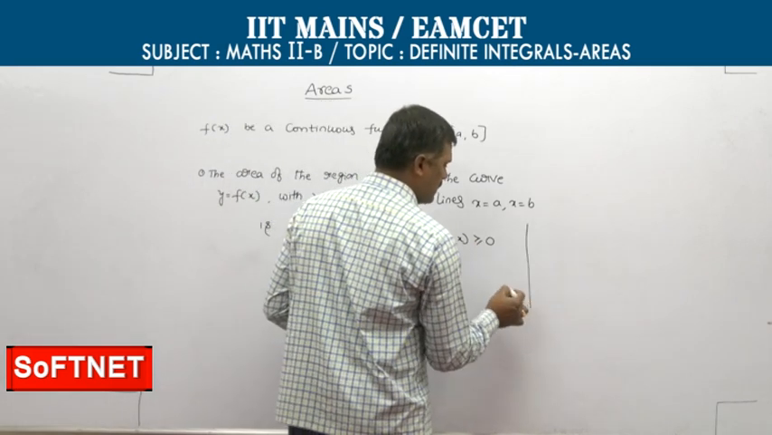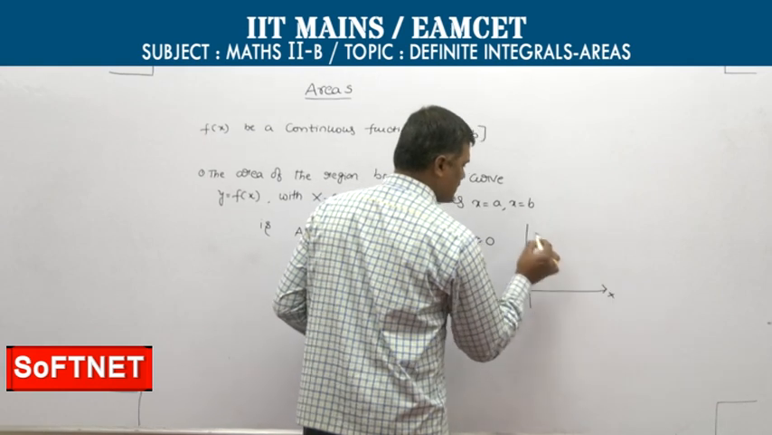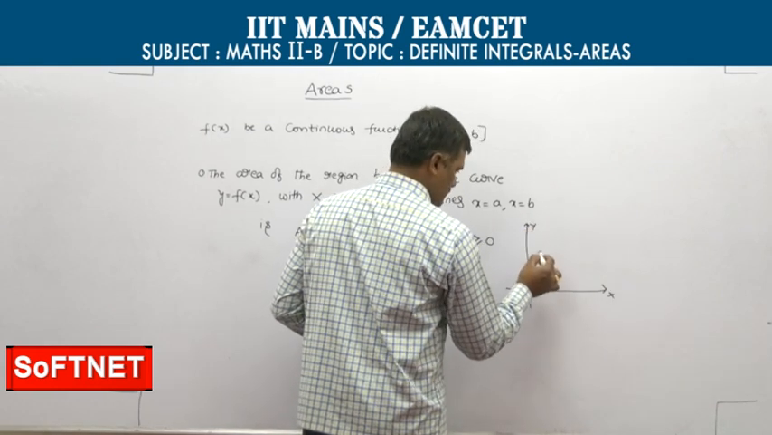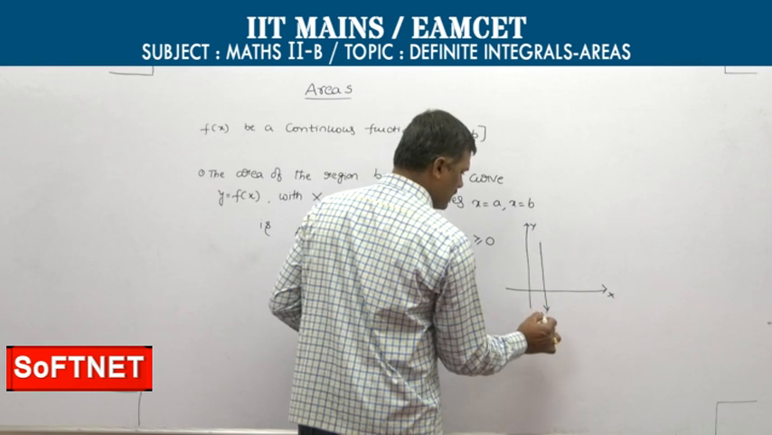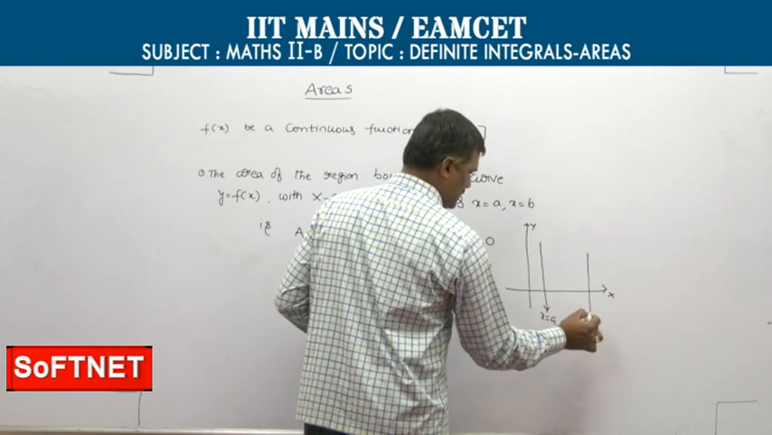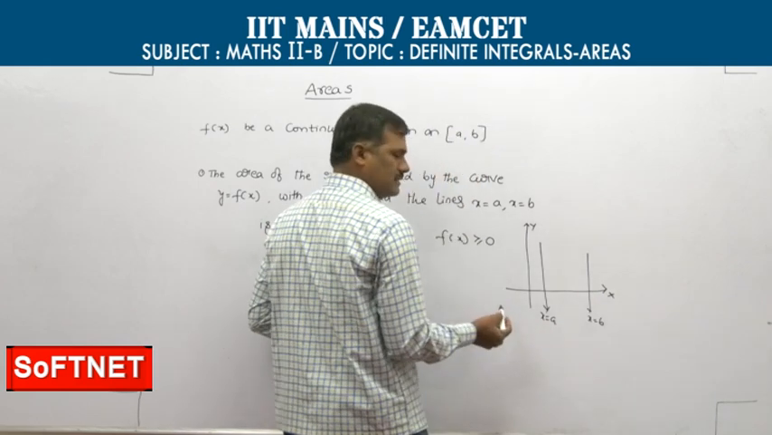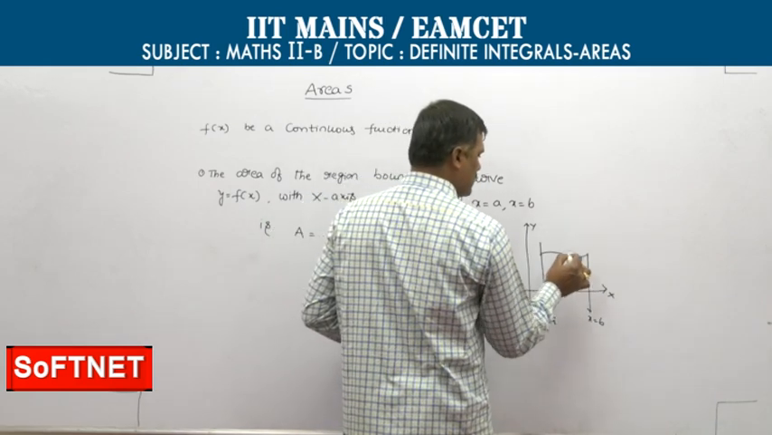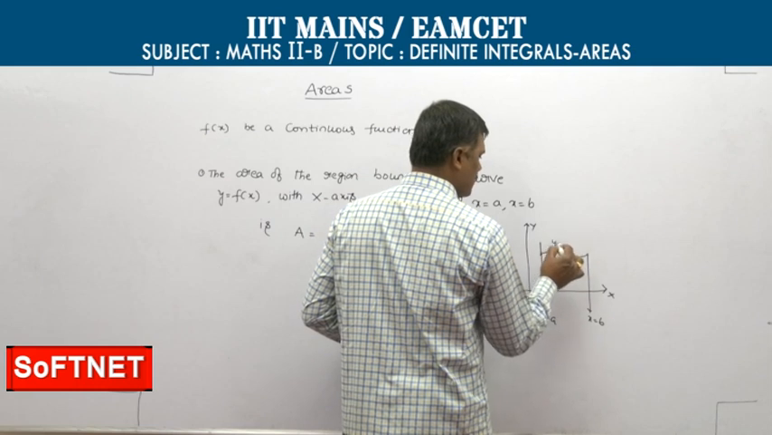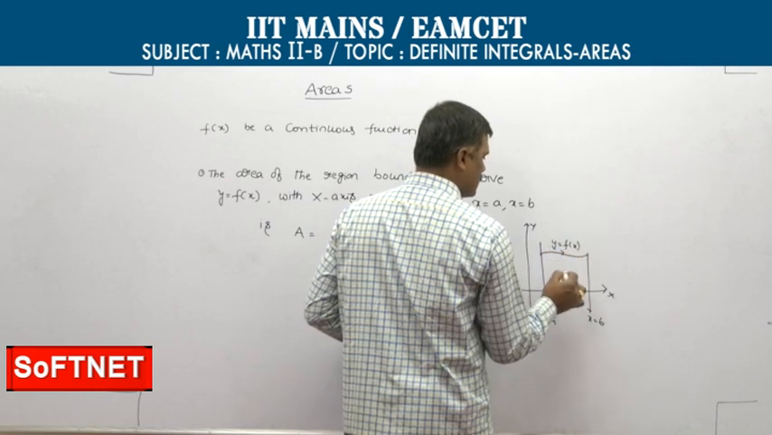This is a general figure: x-axis, y-axis, the lines x is equal to a and x is equal to b, which are parallel to the y-axis, and the given curve y is equal to f of x.